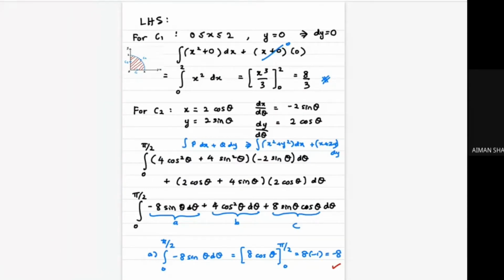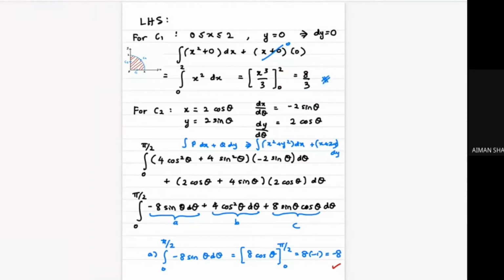So this is your P, x squared plus y squared, right? So you know y is equal to 0 for C1. Then just substitute 0 here. And then your Q is equal to x plus 2y. So x plus 2 times 0. And then dy is equal to 0. So you get 0 for all this part. So you get x squared dx from 0 to 2. Just solve this line integral. Integrate x squared, you get x to the power of 3 over 3. From 0 to 2, you get 8 over 3.